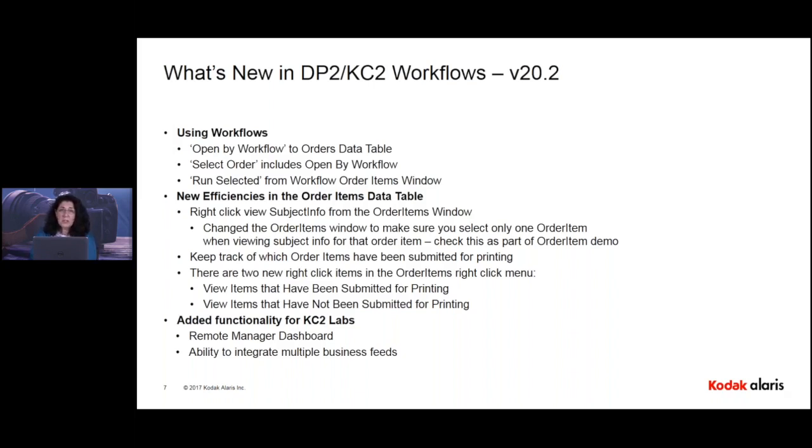These are some of the things I'm going to cover, in a PowerPoint format, so the visuals should be pretty clear. We're going to look at using workflows in a more robust way than maybe you're using today. For those of you who might be new to DP2 or have never used workflows, we'll give you a sense of where that functionality is. We're also going to look at some of the things that got added to the order items data table, as well as some added functionality for KC2 labs. If you are preparing your catalogs and just getting started, there'll be things that will make it more efficient, and these were things that labs asked for. So you'll be able to see those as well.